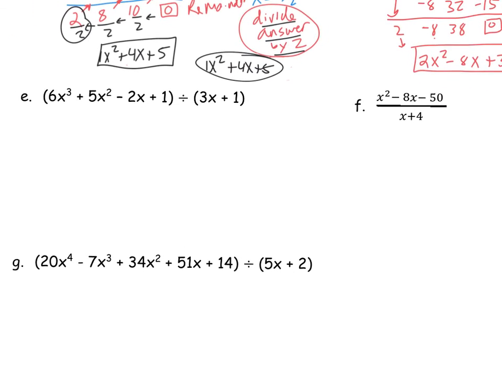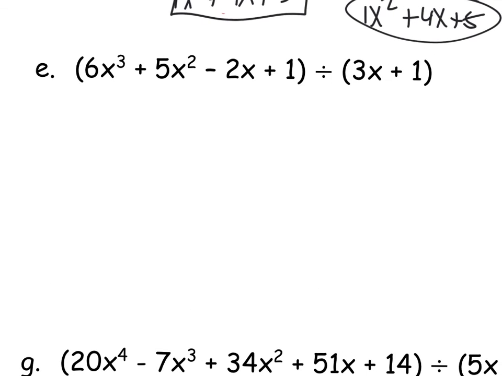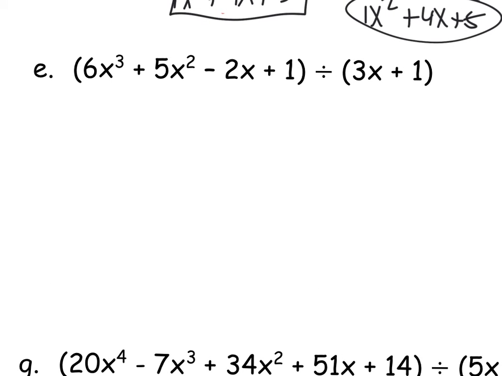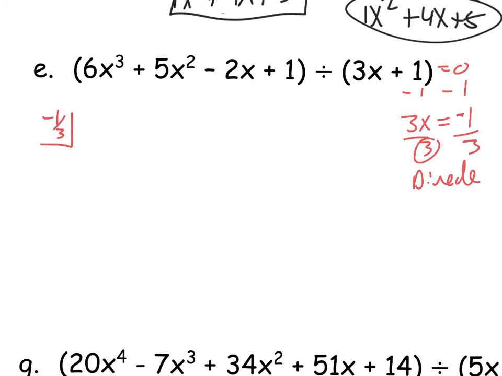Okay, let's do one more here, and then I'm going to let you guys work. Setting this equal to 0, subtracting 1 from both sides, I get 3x equals -1. Dividing by 3 now, okay? We got to divide by 3. I get -1/3 in the box, but we got to remember to divide the answer by 3, because we divided by 3 right there.